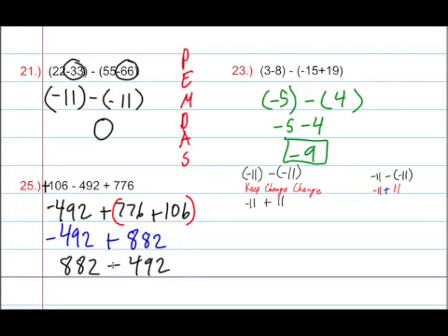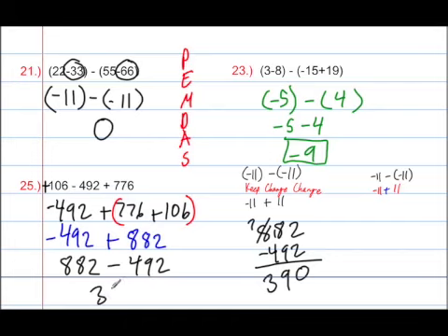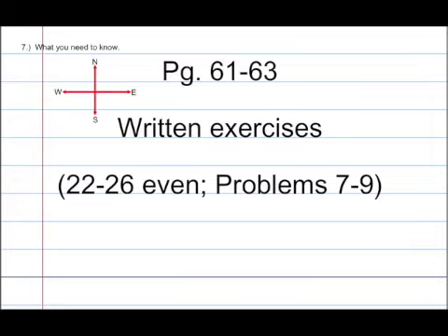Remember, you can read your minuses and your addition signs as positive and negatives. So 882 minus 492. Just to show you the work, this is 0, 7, 18, 9, 3. Answer is 390. Okay. Go ahead and work on your work.